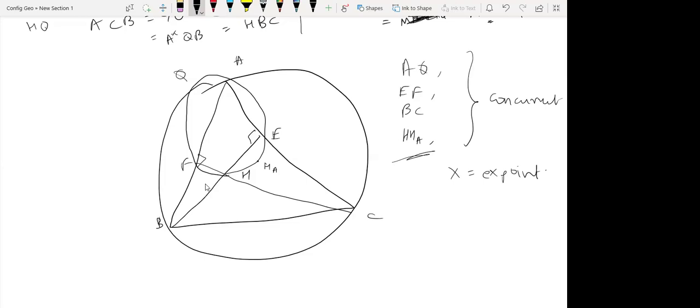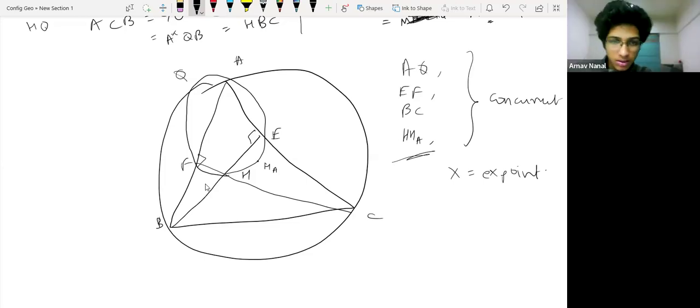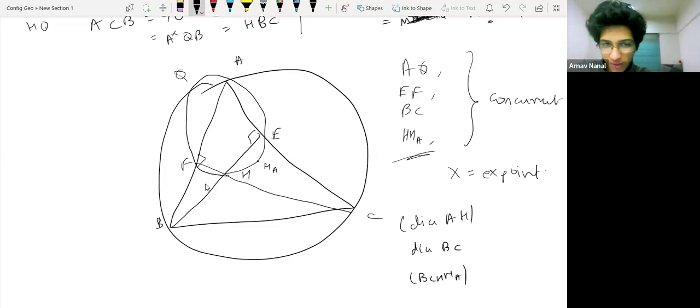Radical axis, I guess. Yes, true. So you just consider a bunch of circles. You can consider the diameter AH circle, the diameter BC circle, then the circle BCHH, and probably something else. Or is this enough? And circle ABC. Yeah, so just apply radical axis to these circles and you will get that.